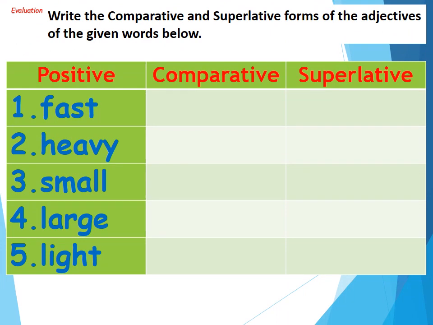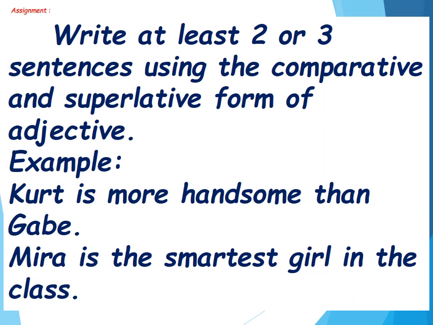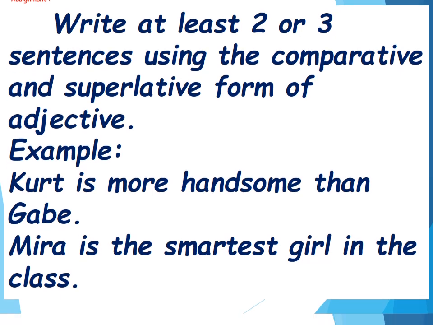Write the comparative and superlative forms of the adjectives of the given words below. Assignment: write at least two or three sentences using the comparative and superlative form of adjective. Example: Kurt is more handsome than Gabe. Mira is the smartest girl in the class.